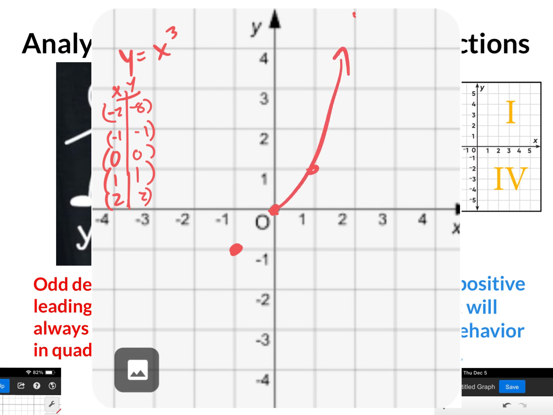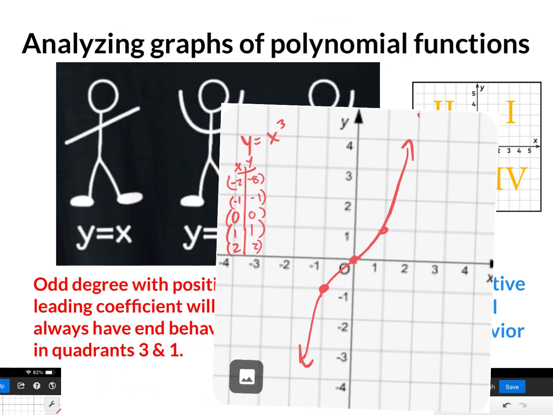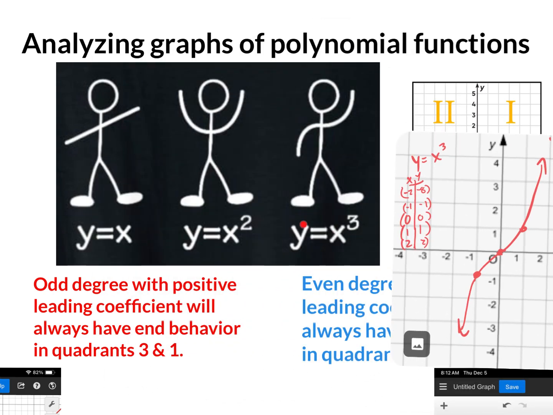It curves up and it curves down like that. So you get that snake-like curve. That's what this diagram shows right here. Y equals x to the third, right? Down here and up there, quadrant 3 and quadrant 1. Just like this odd degree function, quadrant 3 and quadrant 1, okay?